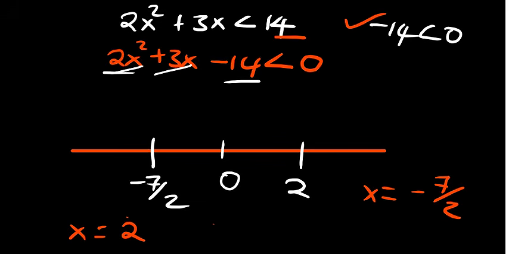Yes, it is. Negative 14 is less than 0. So that tells us that the middle part is satisfying the condition. Let's try out the right hand side, values greater than 2. We can try out a 3.